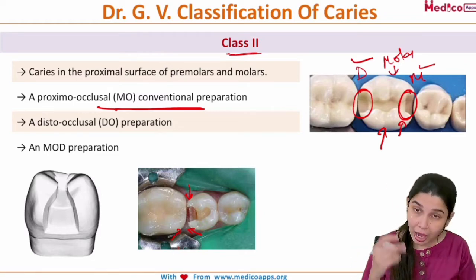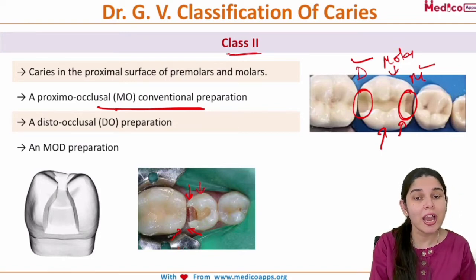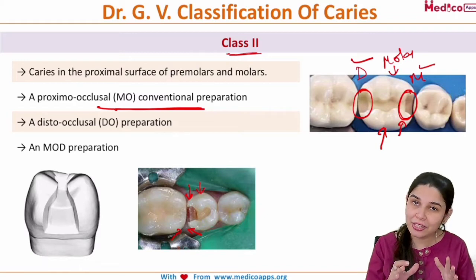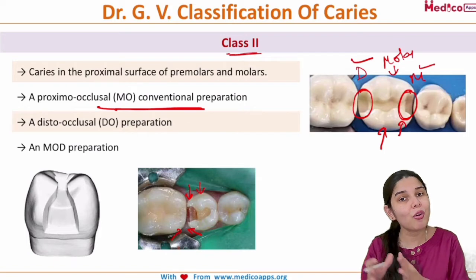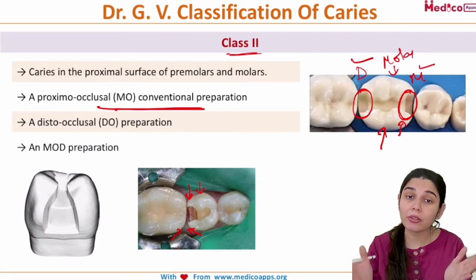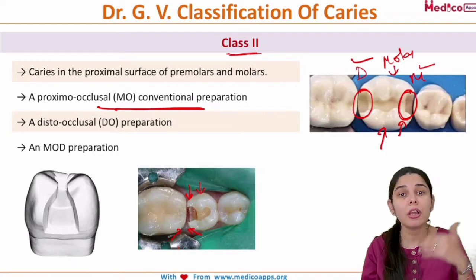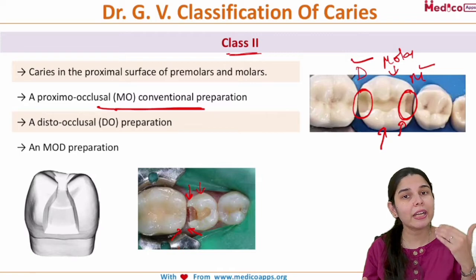Now I want you to answer what you will call this one. Which surface is involved in this image and what will you call it? Yes, this is the distal surface of the premolar, so we will call it a disto-occlusal preparation. So the caries involving the proximal surface, either mesial or distal of the premolars and molars, comes under class 2.